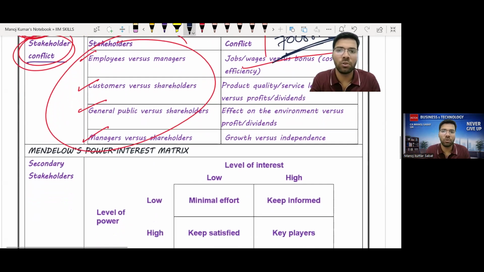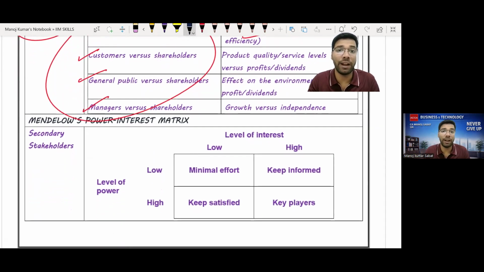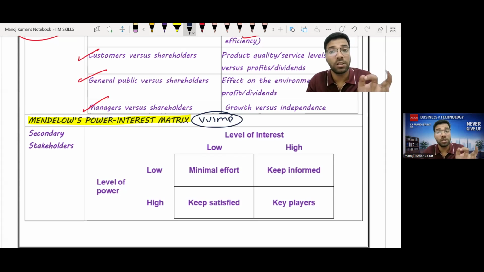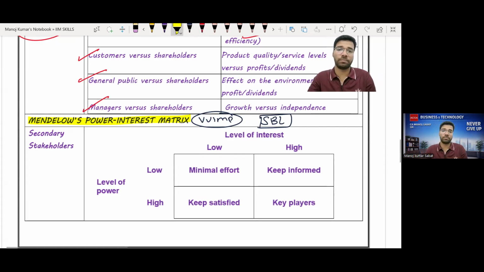Okay? So next comes the Mendelow matrix. This is very, very important from the exam point of view. The same concept will again come in SBL. Now listen very, very carefully.